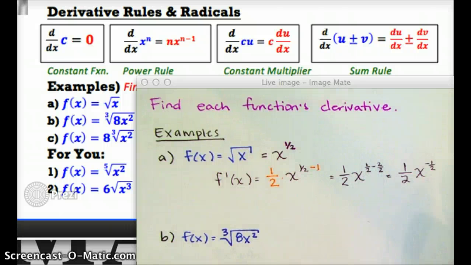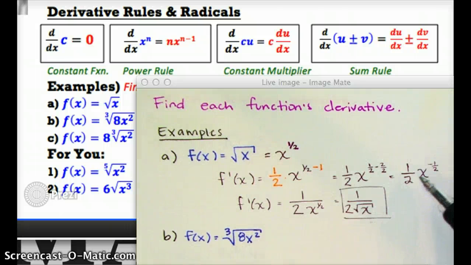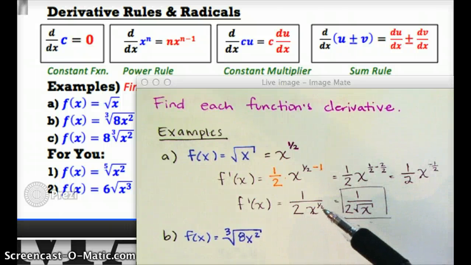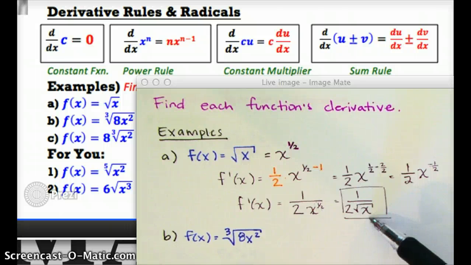In any case, your derivative is going to be 1/2 x to the negative 1/2, but we don't really want to leave our answer like that. Remember, a negative exponent is going to flip this x and make some sort of reciprocal, and then a 1/2 really means a square root. So ultimately, your derivative would look like this. When I moved the x to the bottom, the exponent went from negative to positive, and then I reinterpreted the fraction exponent into the square root that it is.